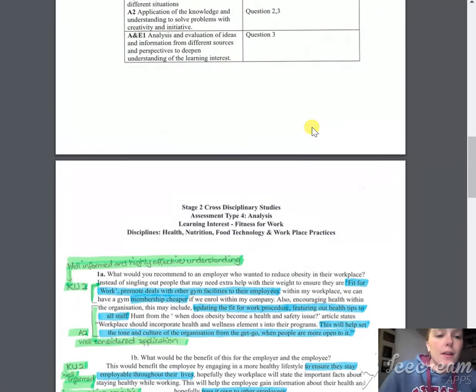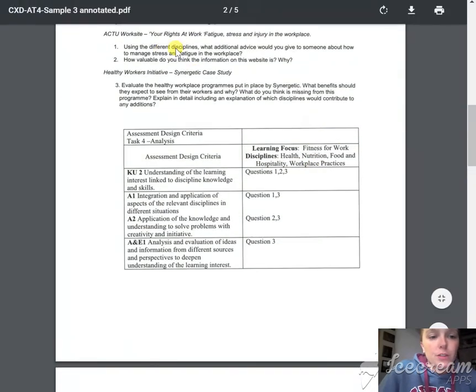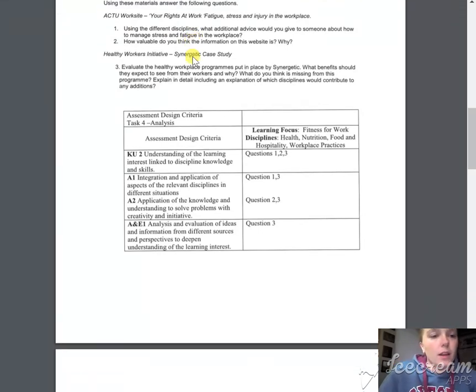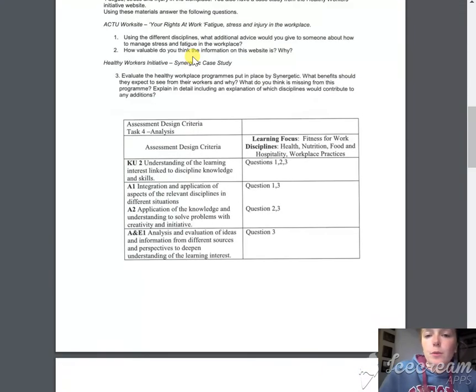And so if we look at the first question: using the different disciplines, what additional advice would you give to someone about how to manage stress and fatigue in the workplace? So this whole using the different disciplines thing for us is business, tourism, and design. And so for us, whenever we have a question like that, we're trying to apply the three lenses: as a business owner, as someone interested in tourism, and then as a designer.